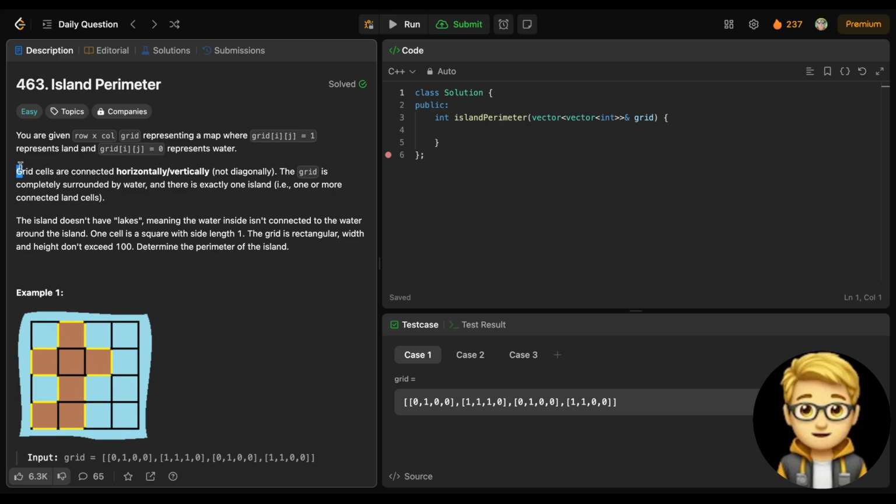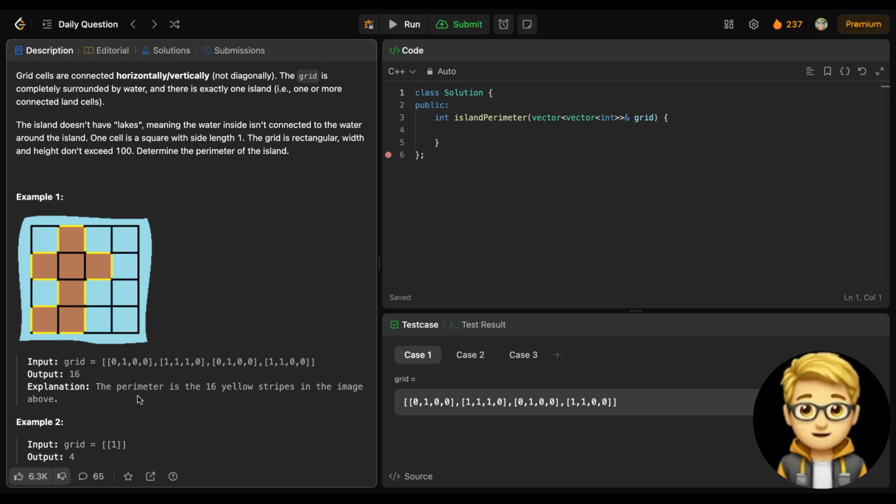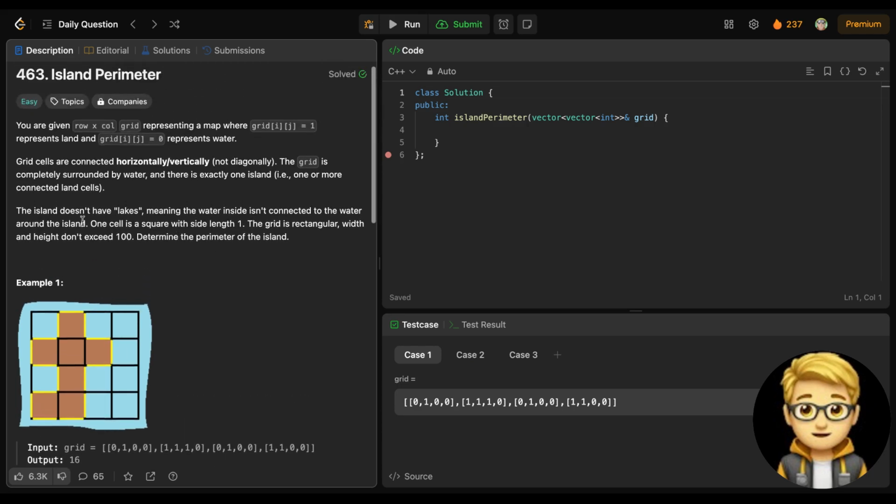Grid cells are connected horizontally and vertically, not diagonally, and the grid is completely surrounded by water, and there is exactly one island, that is one or more connected land cells. So it is confirmed that we have only one island in these surroundings, right? In this grid we have only one island, so we need to find the perimeter of this island.